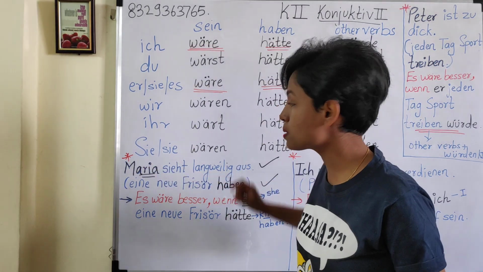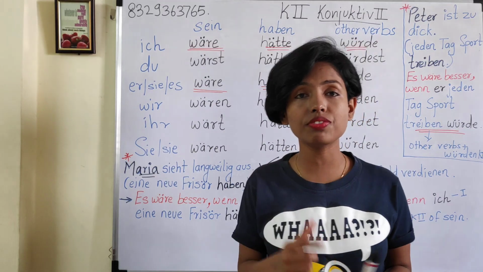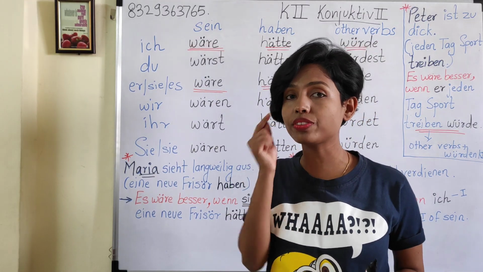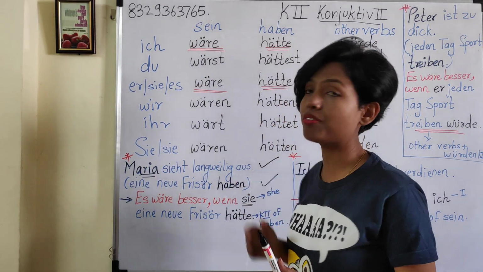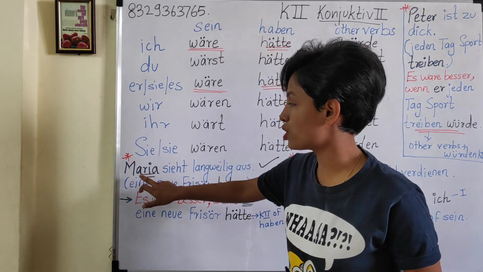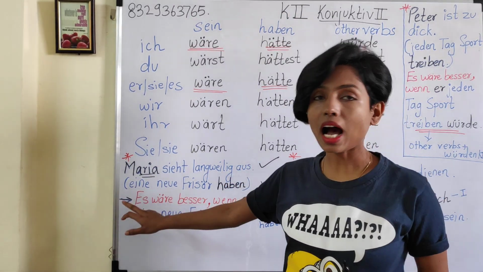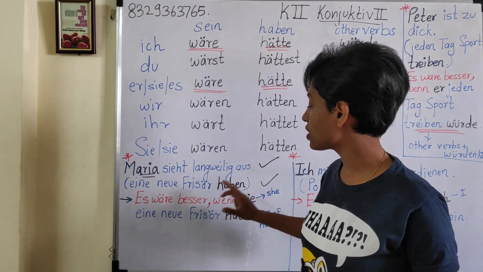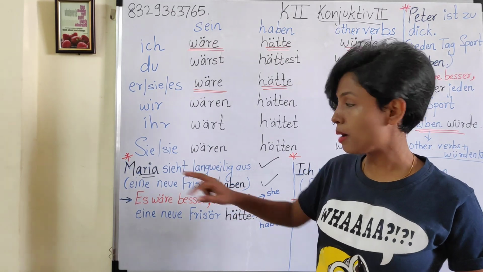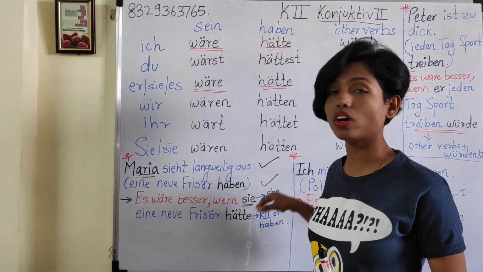From the first part, what we have to take, and from the second part, what we have to take, we have to think logically and write the answer with small tricks. Now this is your question: Maria sieht langweilig aus, eine neue Frisur haben.